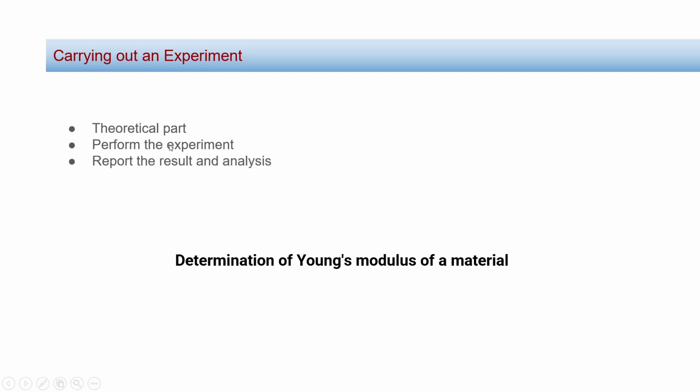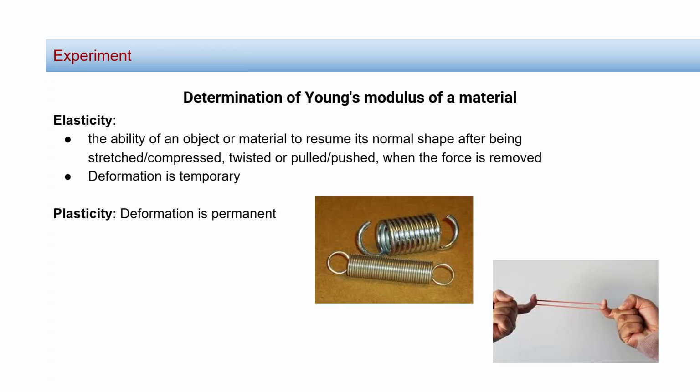So this is the general thing whenever we carry out an experiment, and from this week we have started with the experiment called determination of Young's modulus of a material. As we just discussed, before carrying out any experiment we should know the theory. So in today's session, first we will start by understanding the theory required for this particular experiment. For determination of Young's modulus of a material, first we need to understand what we mean by elasticity of a material.